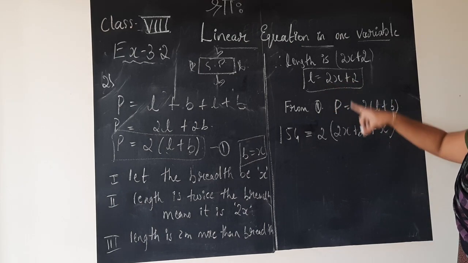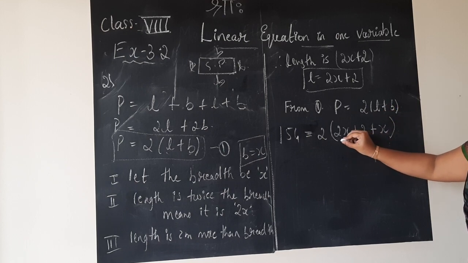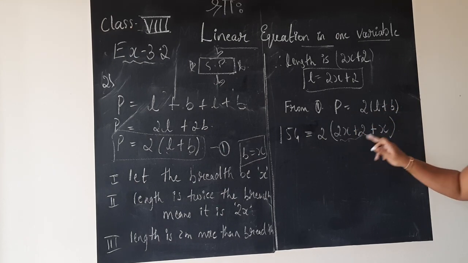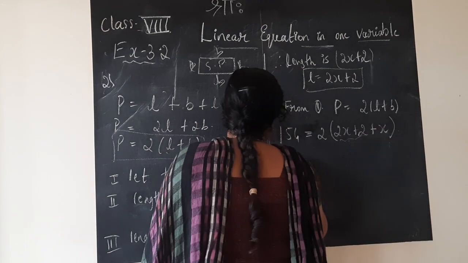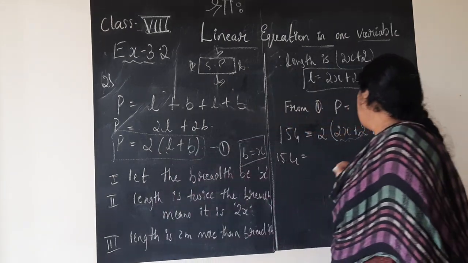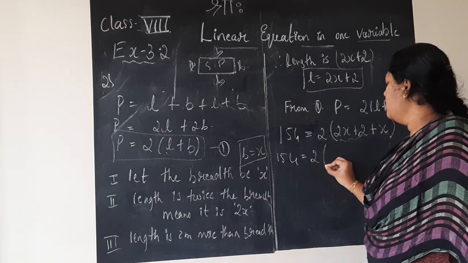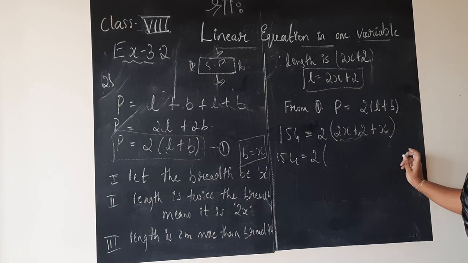Length is 2x plus 2. In place of L I am substituting 2x plus 2. This is L. Breadth is what? It is just x. Now simplify. We have arrived at the linear equation from the statement form. Let us simplify. So I will write this 2 as it is and simplify the bracket first.